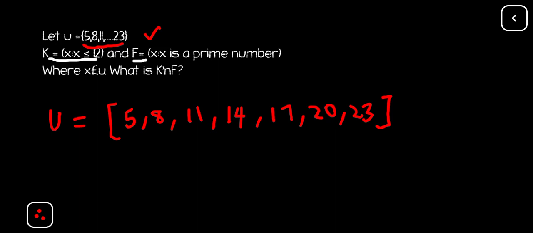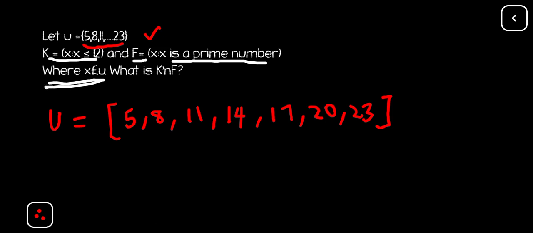F is x where x is a prime number. Now we're talking about all the prime numbers. We have a lot of prime numbers, but how do we know which prime numbers we're talking about? That is where this next part comes in.